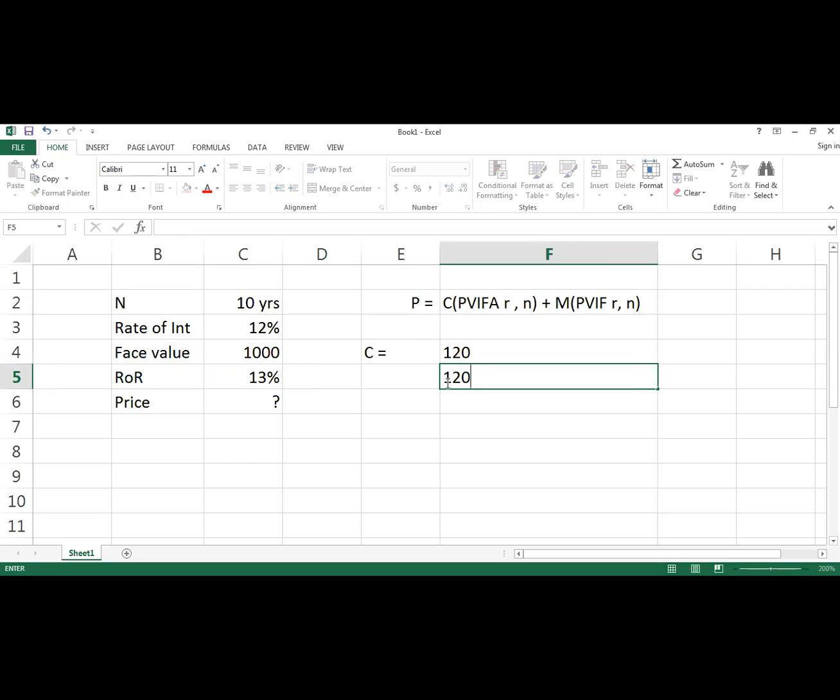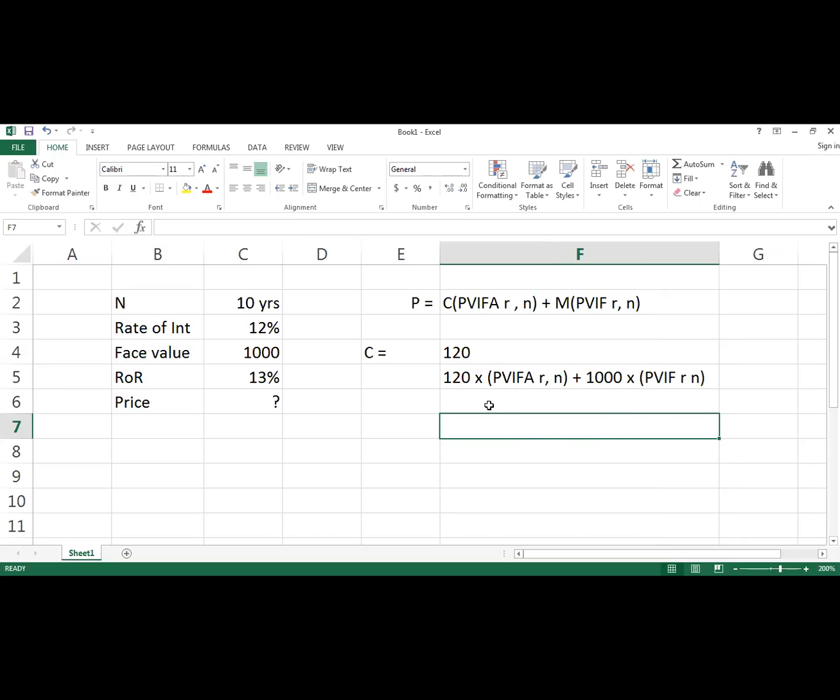I will put this particular value in my equation. So 120 into present value interest factor annuity for R, N, plus M. M in my case is going to be 1000 now, into present value interest factor for R for n number of years. Done? Any doubts in understanding this part, please? No, sir.